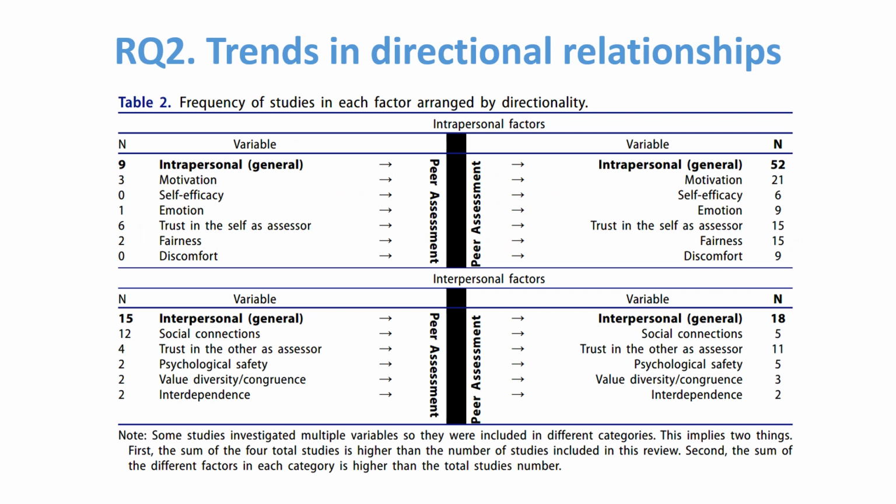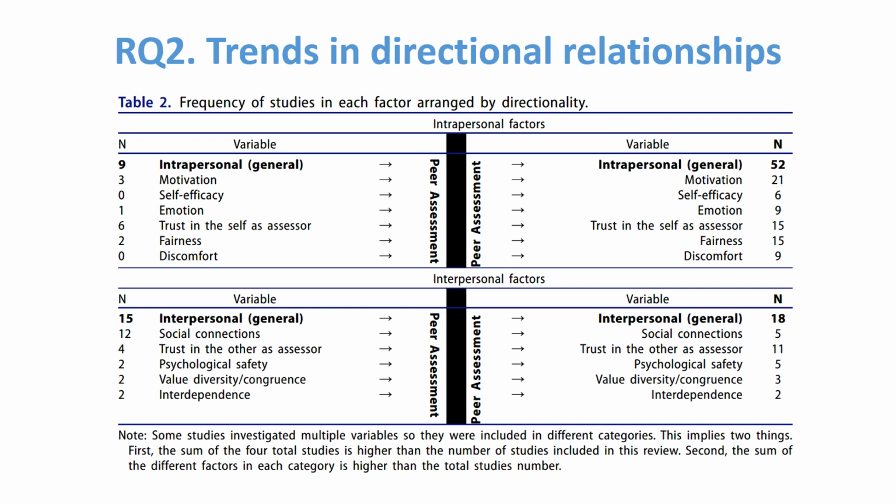And these are the results that we found. The direction most studied by far is how peer assessment affects intrapersonal variables such as motivation, self-efficacy, emotion. Interestingly, the other way around, how intrapersonal factors influence peer assessment, is the least studied. If we consider interpersonal factors, as you can see, the directionality is more balanced, with 15 studies exploring the effects of interpersonal variables on peer assessment and 18 studies exploring the effects of peer assessment on interpersonal variables.